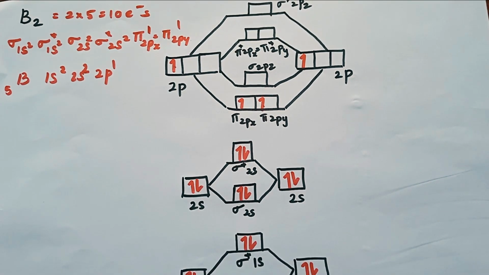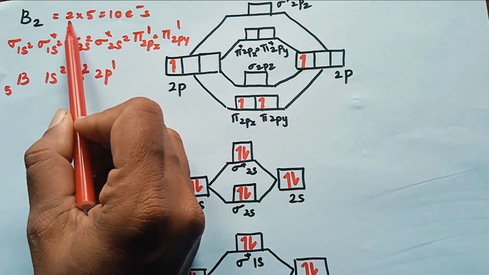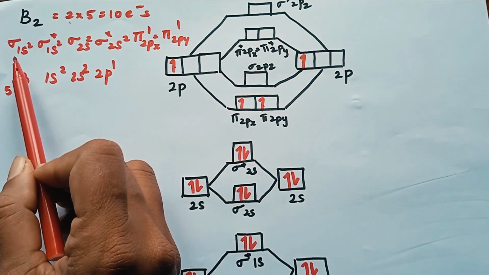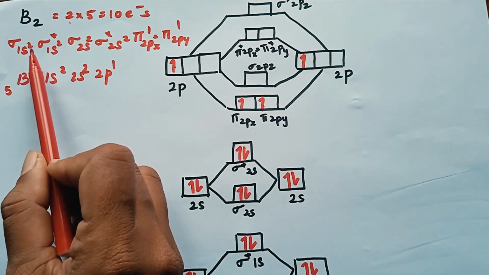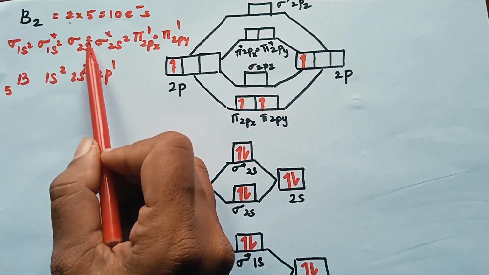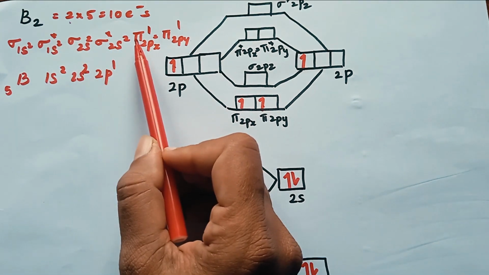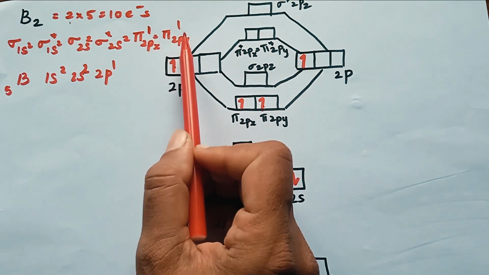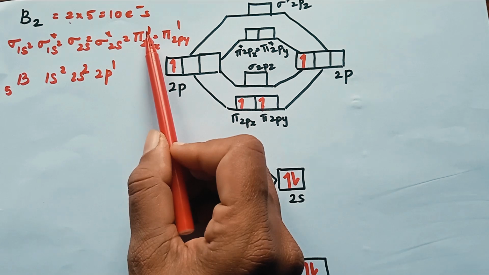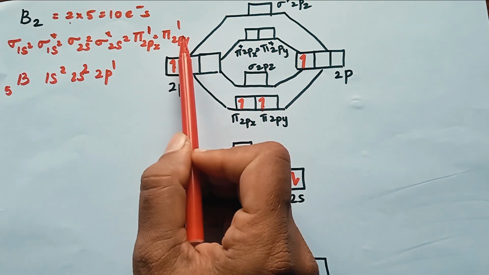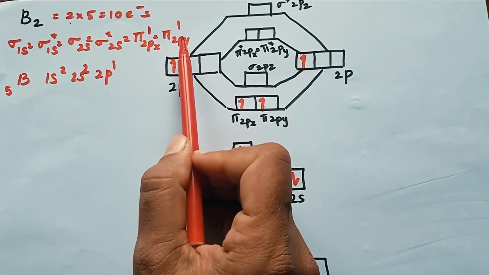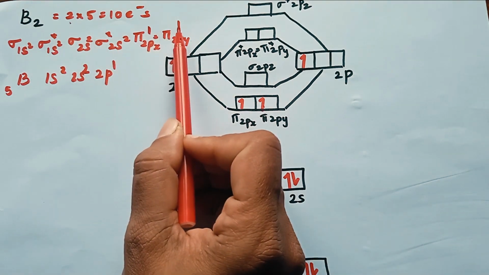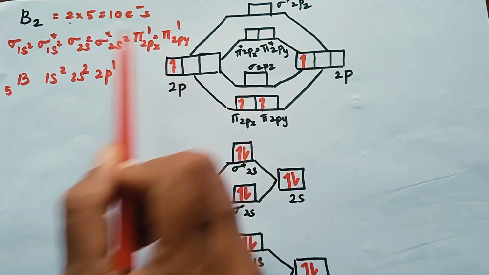Now we will see for boron. The number of electrons here is 2 into 5, which is 10 electrons. So the molecular orbital electronic configuration is sigma 1s2, sigma star 1s2, sigma 2s2, sigma star 2s2, and pi 2px 1 electron and pi 2py 1 electron. You have to fill first 1 electron each in 2px and 2py. 2, 4, 6, 8, 9 and then 10. So the total number of electrons is 10.